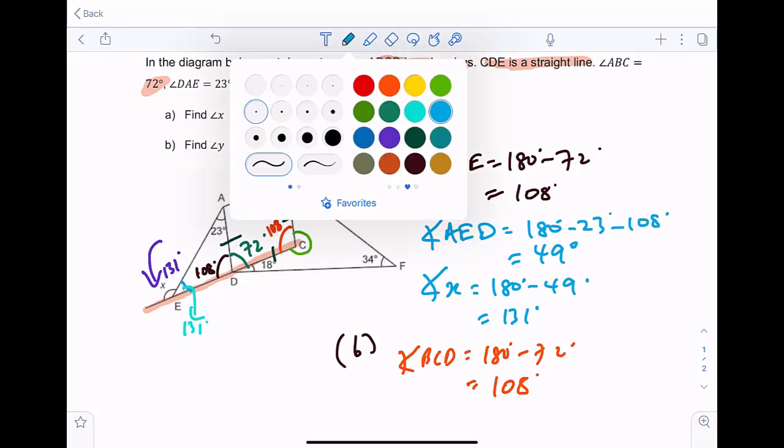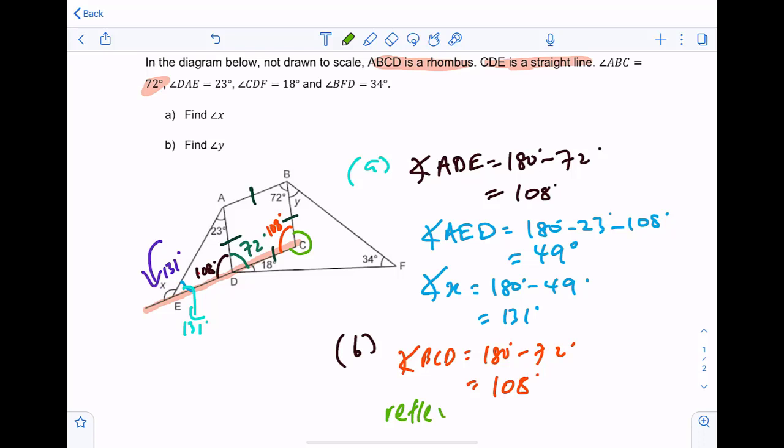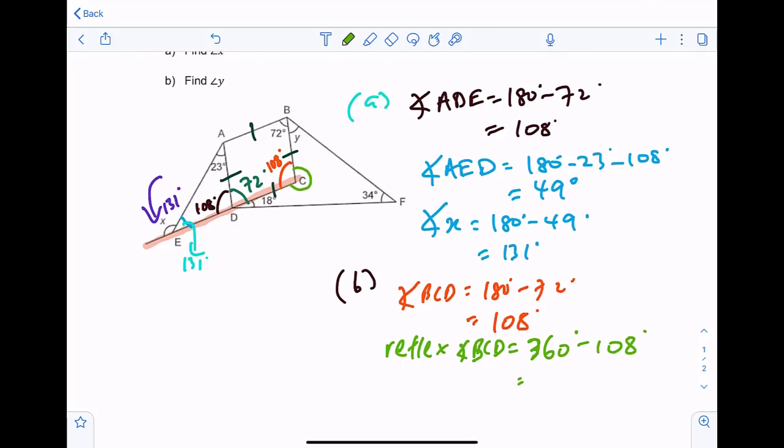And with that, we can find the reflex angle BCD, which is 360 minus 108, 252 degrees. So over here 252 degrees. And take note, to find angle Y, this is a four-sided figure, 1, 2, 3, 4. Draw it again, 1, 2, 3, and 4. 360 minus 18 minus 34 minus 252.